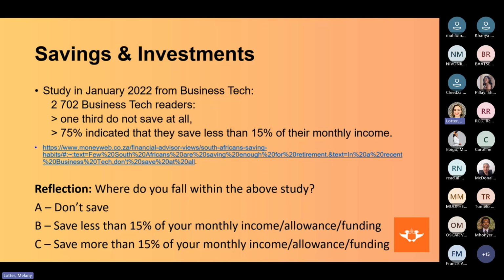Maybe you are not saving. Okay, sometimes it's good to acknowledge it. Or you can say, I am saving, but I'm saving less than 15%. Or you're one of the more disciplined people, and you can say, I am actually saving more than 15% per month. Thank you for the answers there. Some students say that they are saving at the moment. Well done for saving. Some saying that they save less than 15, some say they save more than 15.